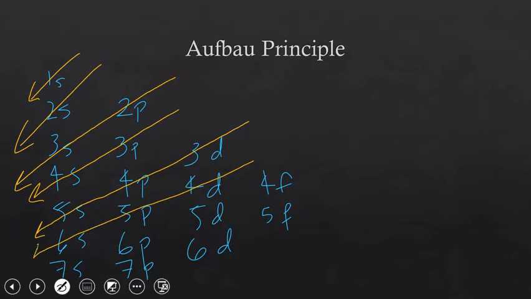All the way up to 7p. We haven't found any elements with electrons beyond the 7p subshell, so we haven't had a need for it yet.